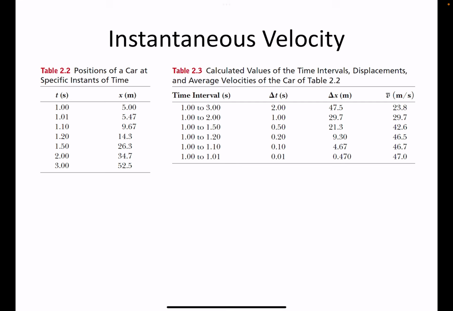Mathematically, we find the instantaneous velocity by calculating the average velocity over a very, very short time interval. As the time interval approaches zero, the average velocity approaches the instantaneous velocity.